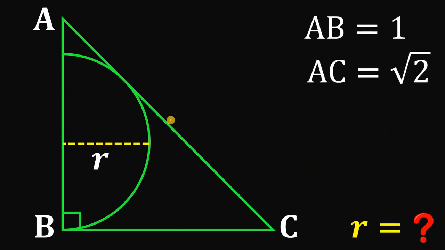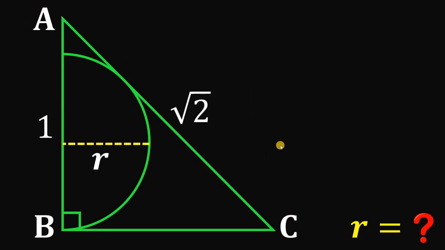Alright, so given this figure, and also given that AB equals 1 and AC equals square root of 2 units, our goal is to find the numerical value of this radius, R. To answer this question, let's utilize the given. We know that AB must be equal to 1, so from A to B must be equal to 1 unit. And from A to C, this is square root of 2 units.